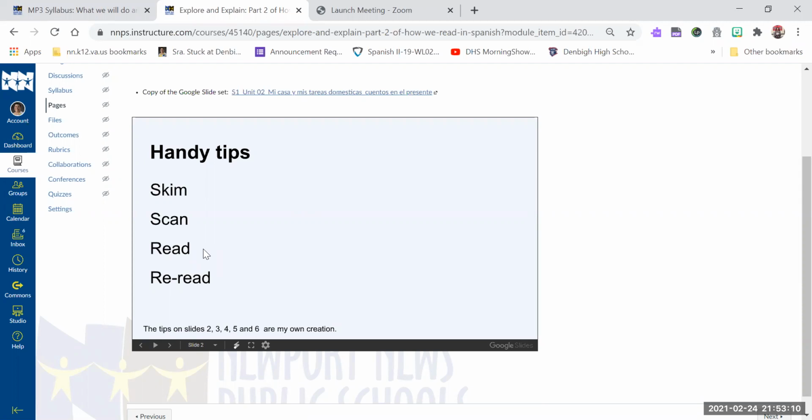So, some handy tips for reading a language. Miss Duck, I know how to read. Yes, you do. You know how to read in your own language. We're learning how to read in a new language. And so there are some tips and tricks.